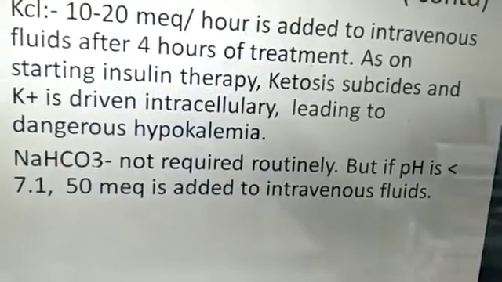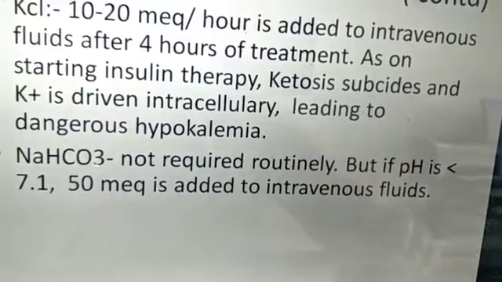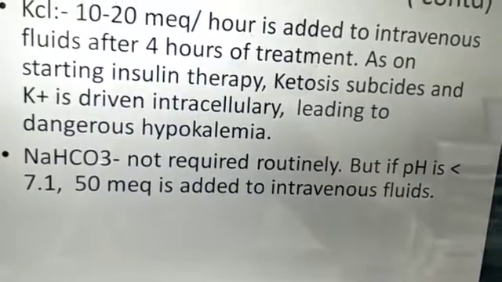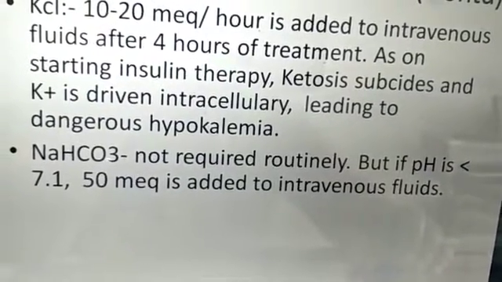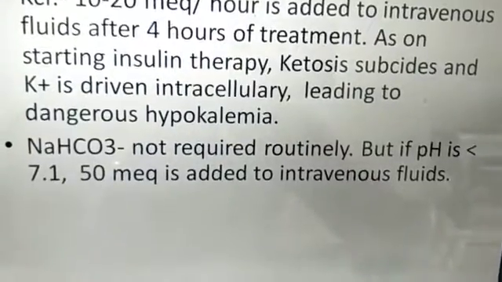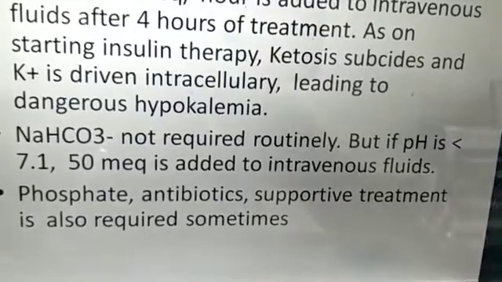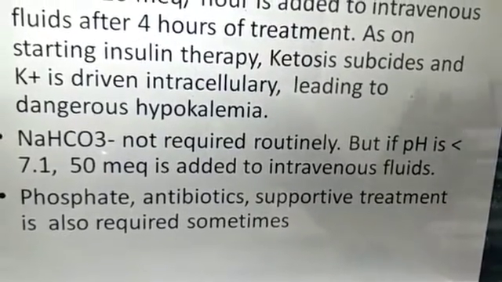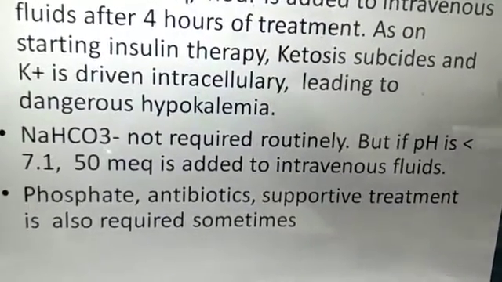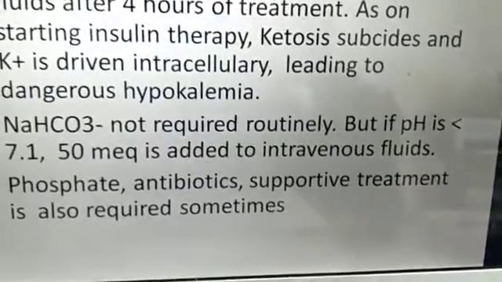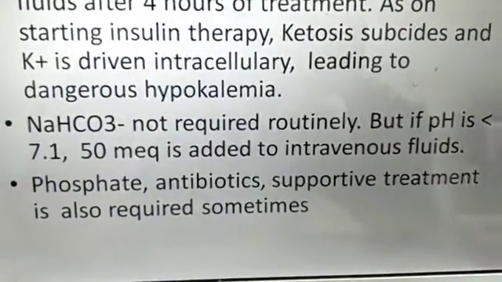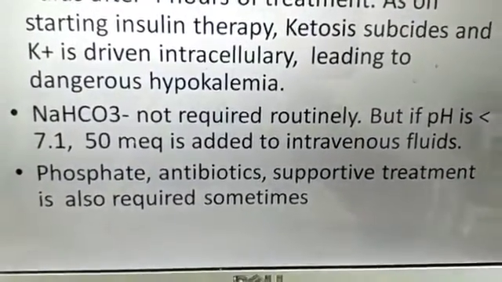If pH is below 7.1, the acidosis will be treated with sodium bicarbonate, 50 milliequivalents added in the IV fluids. In addition to that, sometimes phosphates are needed. Antibiotics are needed to control the infection which might have caused the diabetic ketoacidosis in the first place, and supportive treatment is required.